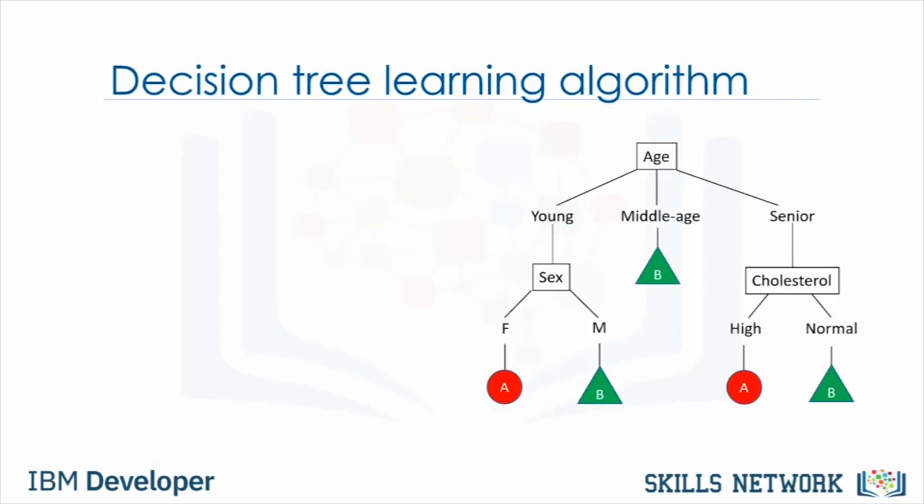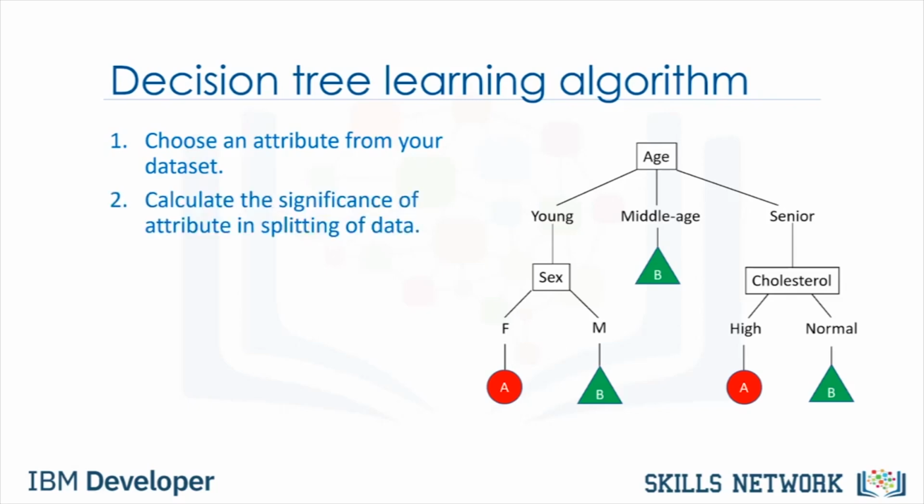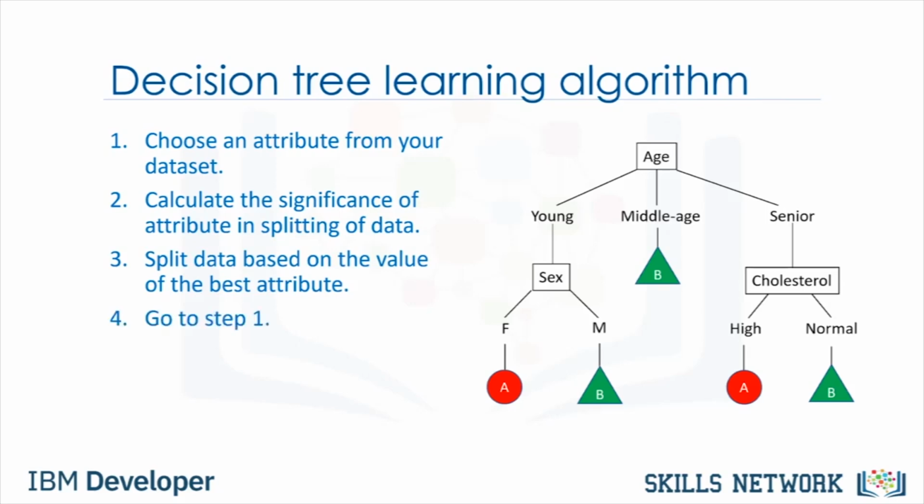Here is the way that a decision tree is built. A decision tree can be constructed by considering the attributes one by one. First, choose an attribute from our data set. Calculate the significance of the attribute in the splitting of the data. In the next video, we will explain how to calculate the significance of an attribute to see if it's an effective attribute or not. Next, split the data based on the value of the best attribute. Then, go to each branch and repeat it for the rest of the attributes.